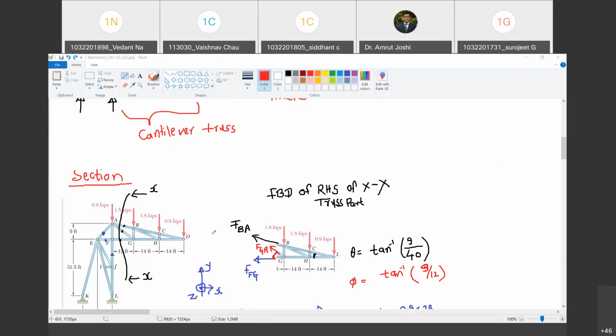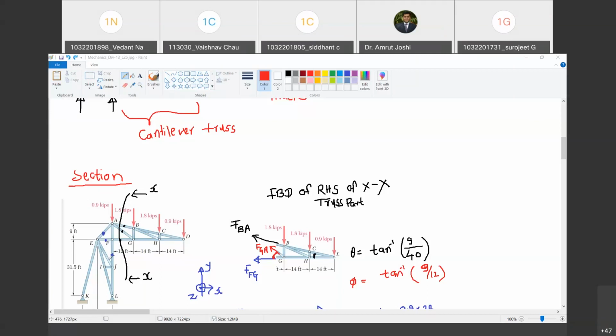Are you with me? Yes, sir. Okay. And now what am I going to do? Now I can draw the free body diagram of either the truss part on the left hand side of section or truss part on the right hand side of the section. Are you with me? Yes, sir. किसी भी पार्ट का आप फ्री बॉडी डायग्राम बनाने के लिए फ्री हो, you can draw the free body diagram of a part either on RHS of the section or on LHS of the section. Happy? Yes, sir.